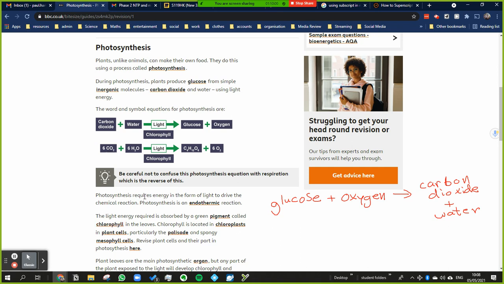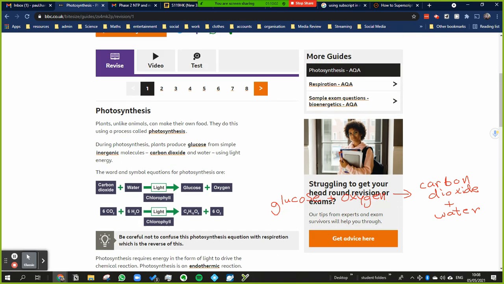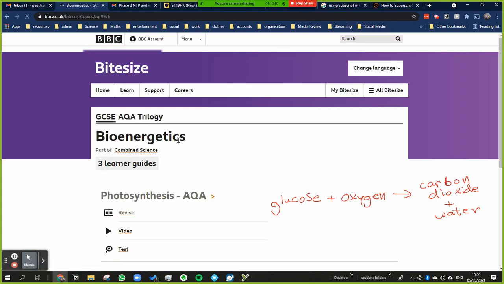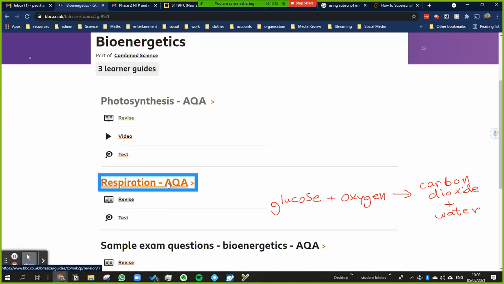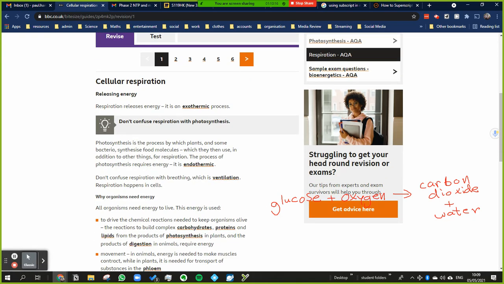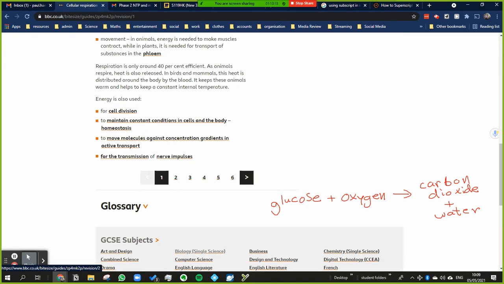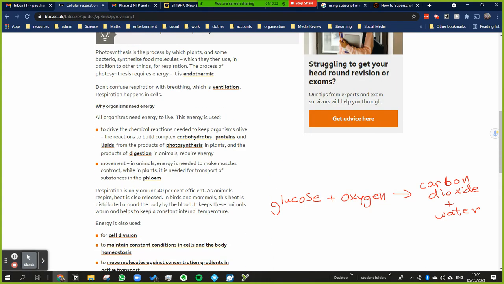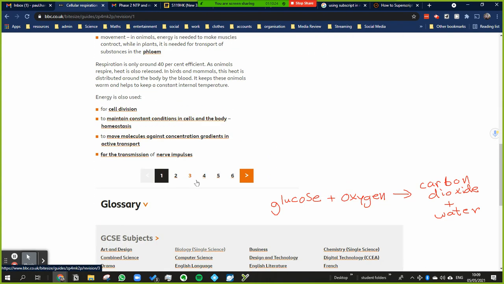So let's go back to bioenergetics. So this is actually looking at photosynthesis. And this time we'll look at respiration. And hopefully we should see fairly soon the reaction. Okay, where's the actual reaction then?